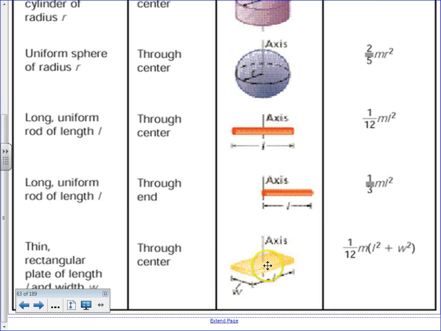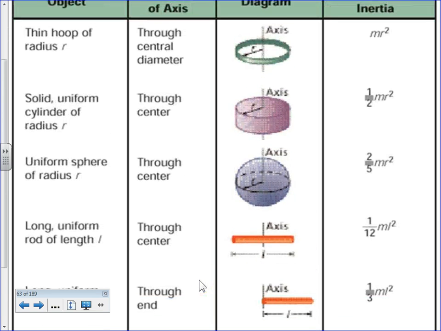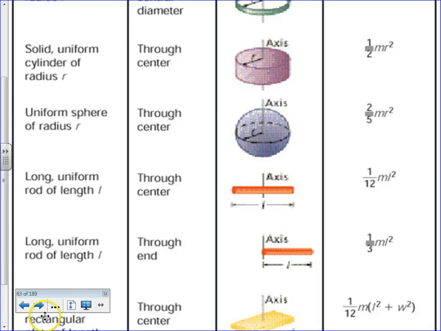If we have a thin piece of material like this, with the axis through the center, we have the length L and we have the width. It looks almost like an area formula here. It's 1/12 times the mass times the length squared plus the width squared. So that's how we're going to be doing our calculations. We'll use one of these formulas for doing calculations. All right, continuing on.